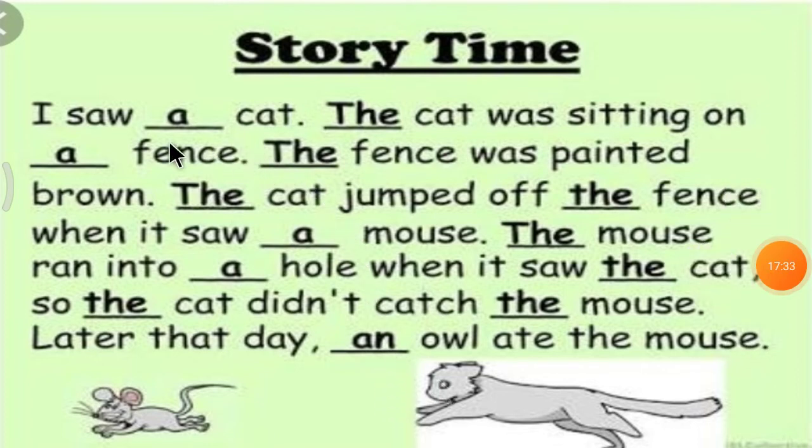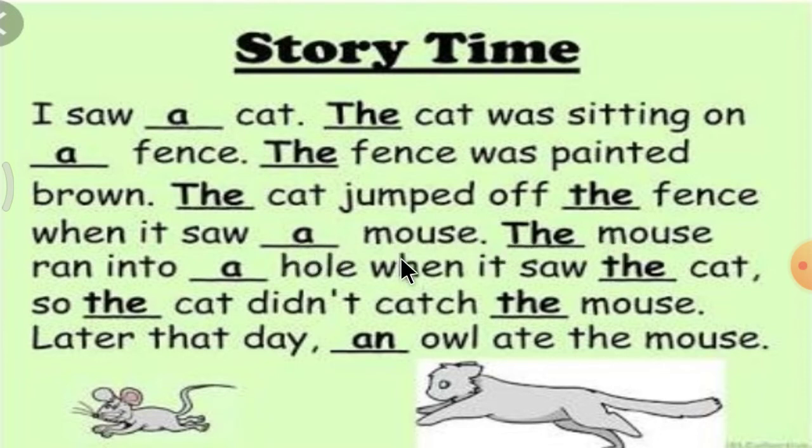So, let's see the story. I saw a cat. See, here we are introducing a cat for the first time, so we will use "a." The cat was sitting on a fence. Here we are talking a second time about the cat, so we will use "the," and about the fence for the first time, so "a." The fence was painted brown. Now we are talking about the fence again, so we will use "the." The cat jumped off the fence when it saw a mouse. Again we are talking about the fence, so we use "the," and here we are talking about a mouse for the first time, so we will use "a."